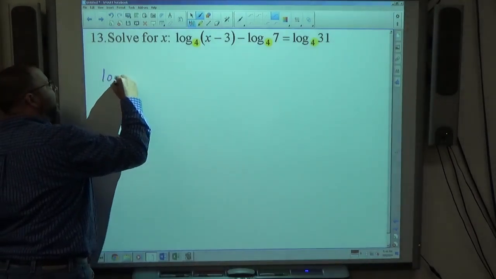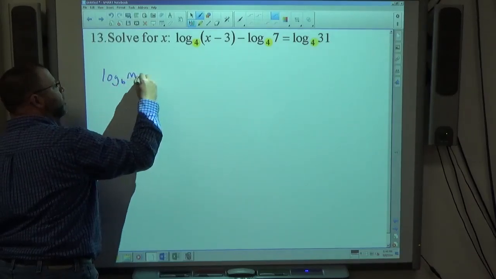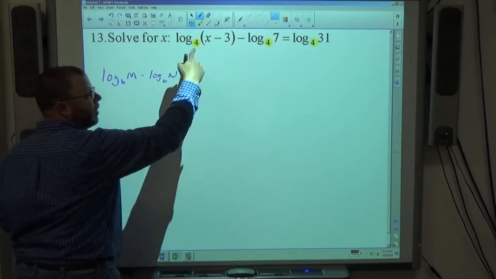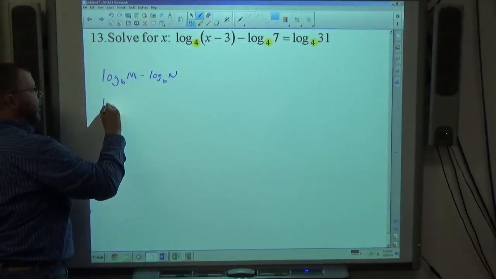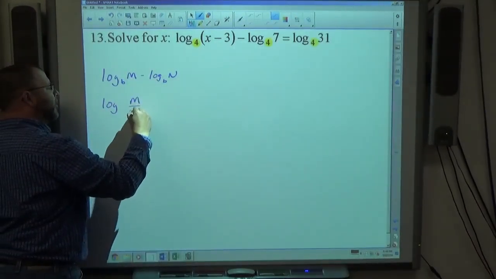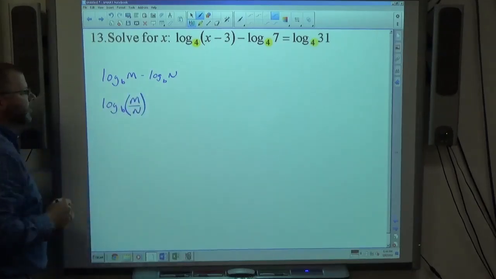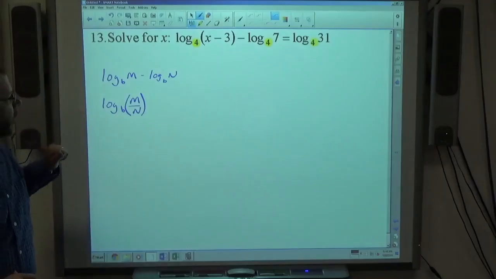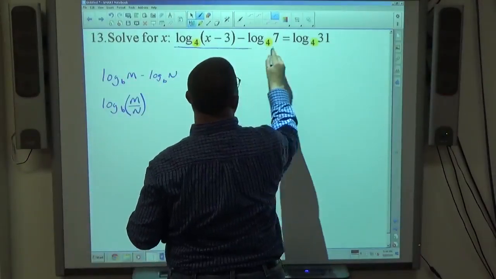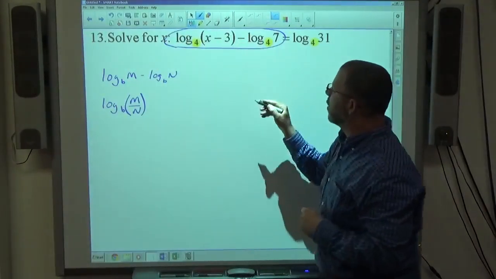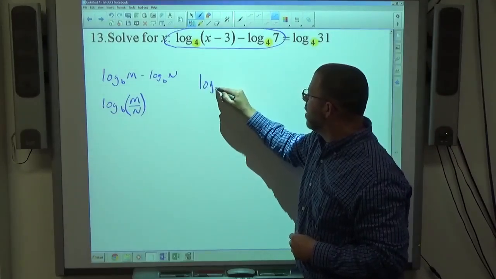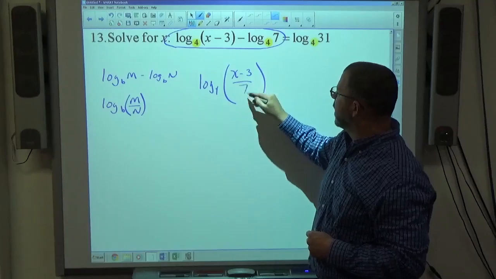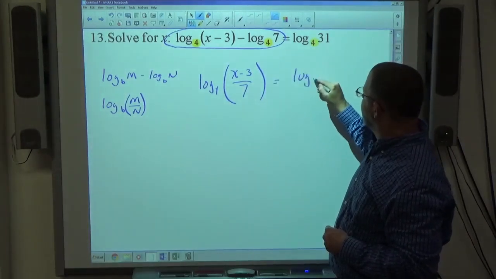The rule says if I have log of anything base b subtracted by log of anything base b, as long as the bases are the same, which they are, the rule says that I'm going to get log of the first thing divided by the second thing base b. So that's the rule. That changes from a multiple log expression into a single log expression. So that's what I want to do to my left-hand side here. So I'm subtracting 2 logarithms. I want to create one logarithm, base 4, of the first argument divided by the second argument equals the other side.